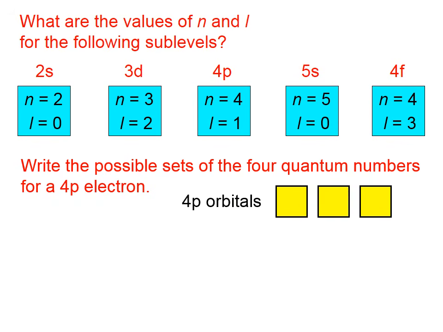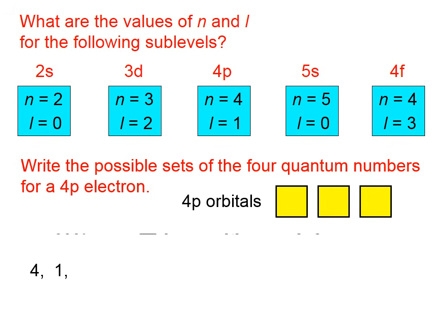The 4p orbitals, as all p orbitals of course, come in groups of 3. Clearly, for any electrons that appear in these orbitals, the first quantum number is going to be 4 because we're in the 4th energy level. The second quantum number is going to be 1 because p orbitals have a second quantum number of 1.